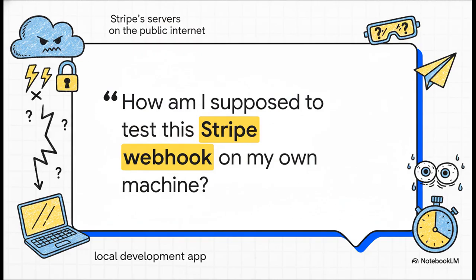This question. This is the one that gives developers nightmares. You've just written the perfect code to handle a payment notification from Stripe. But how do you test it? Stripe's servers live out on the public internet, and they have absolutely no way to reach your app running on your laptop. You're completely stuck, flying blind until you push your code to a live server.